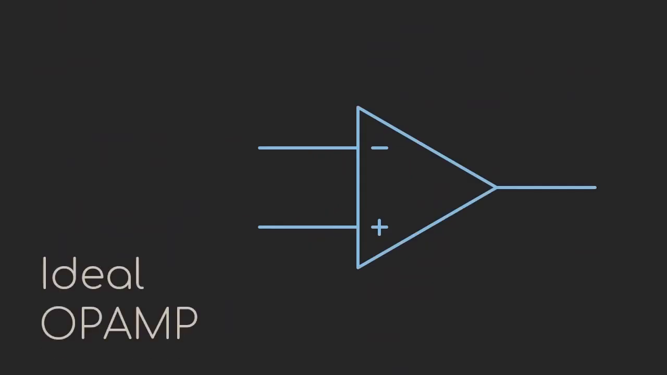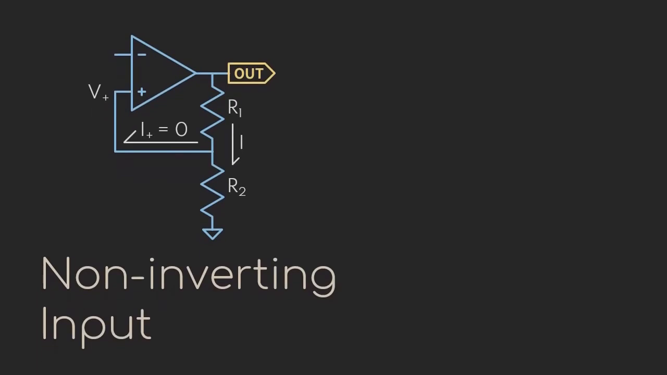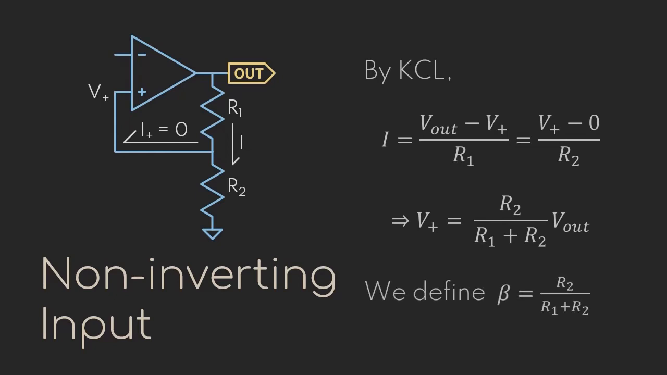An ideal op-amp would have no current flowing into both input terminals. At the non-inverting input terminal, the voltage can be found using the KCL. I equals (V out minus V plus) over R1 equals (V plus minus 0) over R2. And the voltage at the non-inverting input terminal will be equal to R2 over (R1 plus R2) times V out. For better representation, we define beta as R2 over (R1 plus R2).